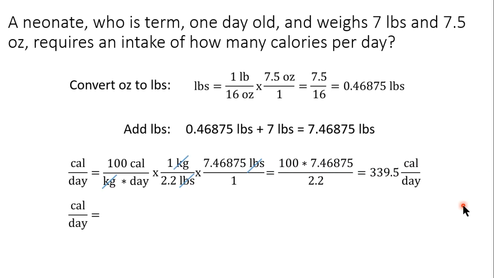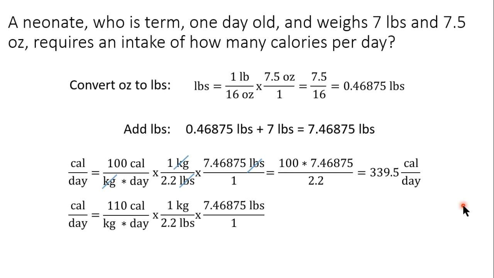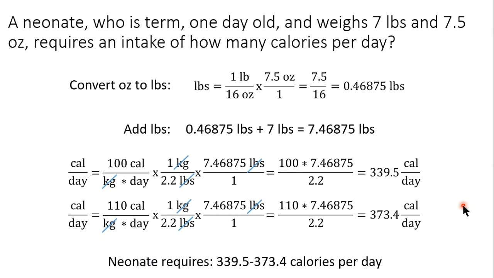And since the caloric needs is generally a range, 100 calories is the lower part. So now we use the higher part, which is 110. So 110 calories per kilogram per day. And again, our conversion ratio and our weight, which gives us 110 times the 7.46875 divided by 2.2, and it gives us 373.4 calories per day. So the caloric need for this neonate is between 339.5 to 373.4 calories per day.